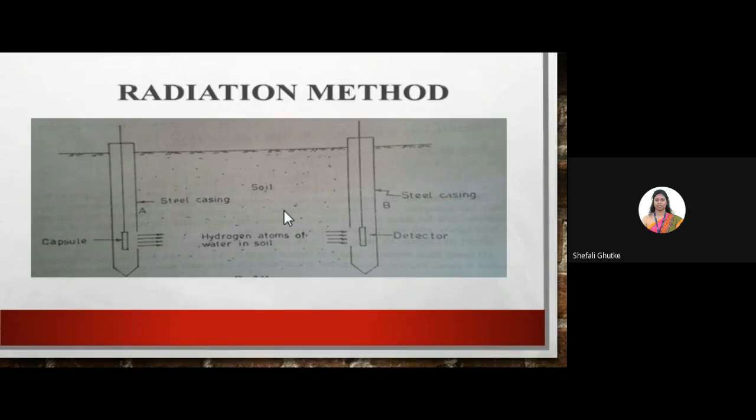the two steel casings are lowered in the ground. In the first casing, the capsule is placed, and in the second casing, the detector is placed. In the first casing, the neutrons are emitted from this cobalt-60. After that, the neutrons react with the hydrogen atoms and lose their energy. The loss of energy of a neutron is ultimately used for finding out the water content of a soil.